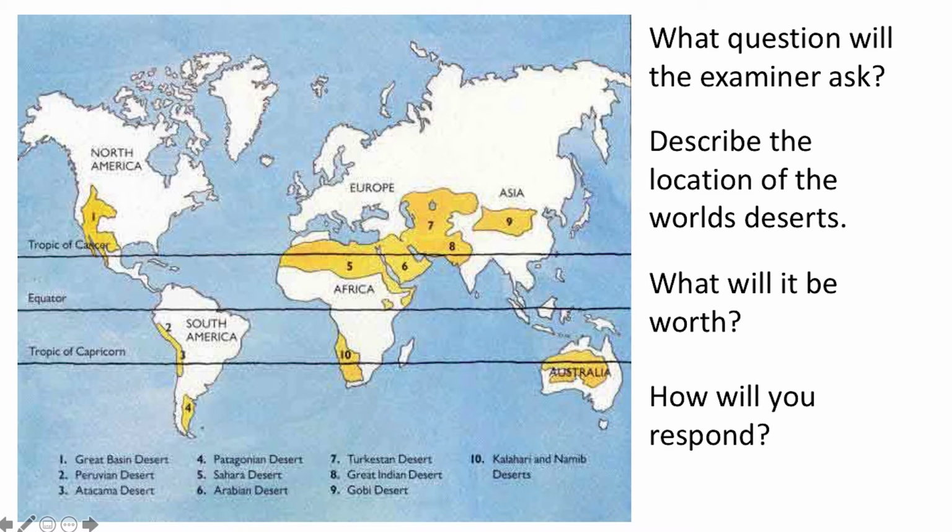So, for example, I wouldn't say deserts are found in Africa. I would try to be more specific. Deserts are found in northern Africa along the Tropic of Cancer. I wouldn't say that deserts are found in Australia. Instead, I would say the desert areas of Australia tend to be central and western parts of the country. And I wouldn't say deserts are found in South America. Instead, I would say the deserts in South America are on the western side and lie between the equator and the Tropic of Capricorn, with the Patagonian Desert at the tip of the southern part of South America.